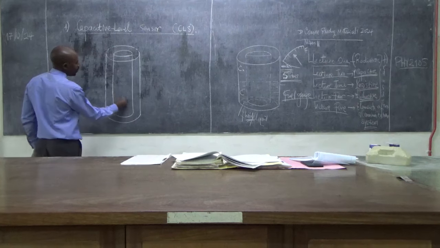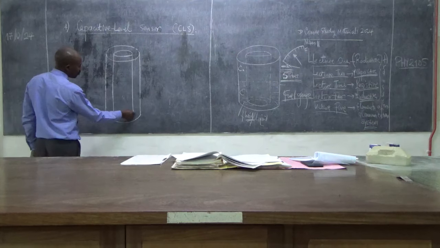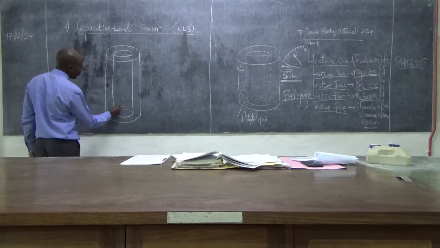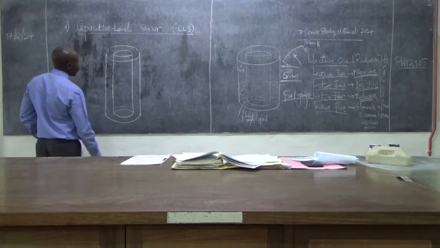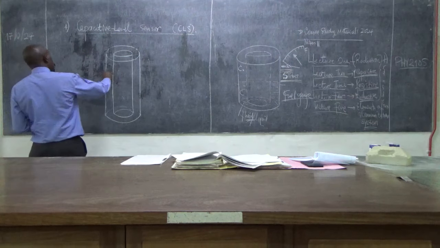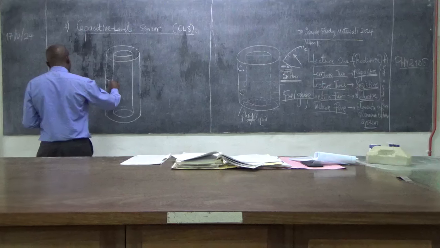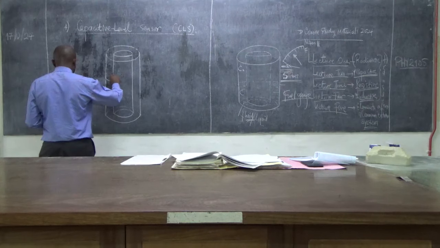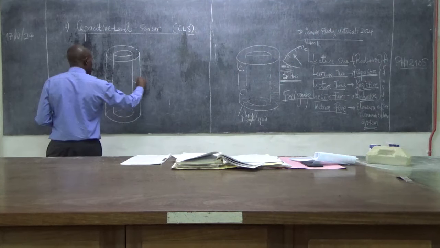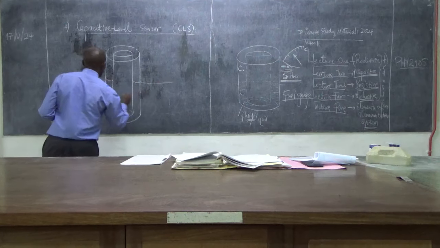This should have been dotted, but you don't need to worry. The inside one should have been dotted. So we have the meniscus of the liquid in between here and outside here.